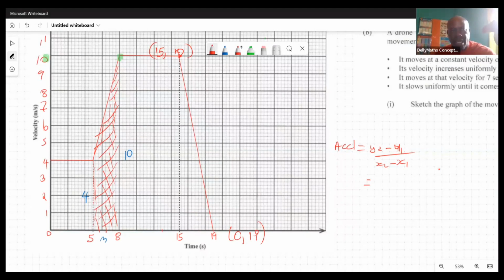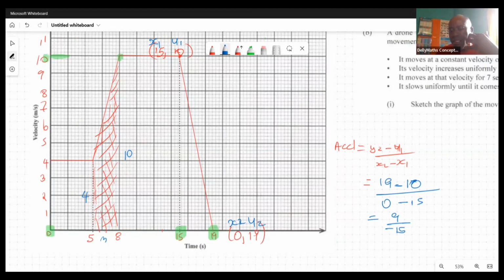You could see this 10 is linked to the 15, and for our final journey, that's 0, 19. So you could label those: we could say x1, y1 and x2, y2. So y2, 19 minus 10, over x2, 0 minus 15. That's 9 over negative 15.